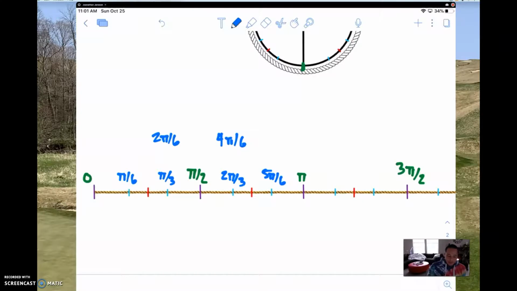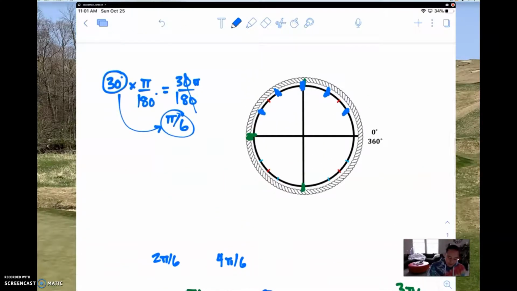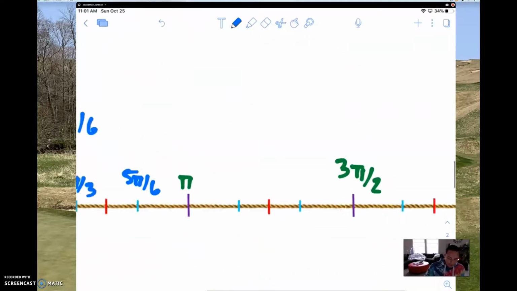And similarly, you can just keep counting. So this is going to be 6 pi over 6, which reduces to just pi. 7 pi over 6, 8 pi over 6, 9 pi over 6, 10 pi over 6, 11 pi over 6, and 12 pi over 6. So let's go ahead and fill this out over here.